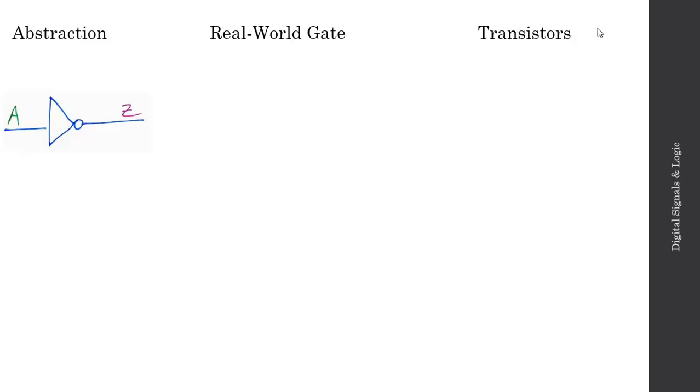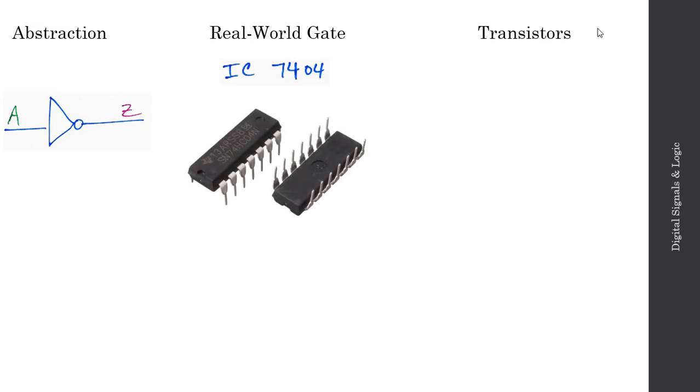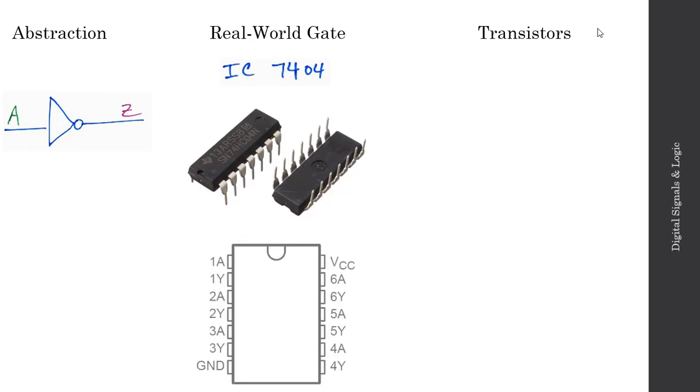Now, it's important to appreciate that the symbol we're drawing here with an input of A and an output of Z is an abstraction. If I wanted to build that circuit in the real world, I would go and buy something like an IC 7404, let's say. Now, this would come in a small package, and I'd actually have some tangible hardware where I could put that together. And if you were to explore the schematic of this piece, you'd see multiple NOT gates on a single IC here.